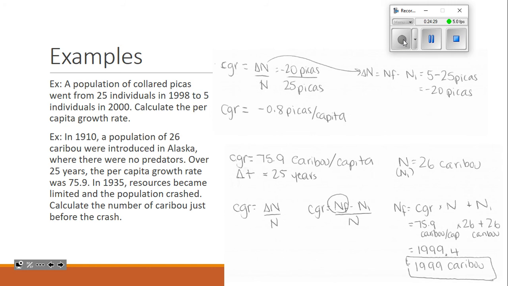Can't have 0.4. Well, you could, but it wouldn't be alive, I don't think. And you would probably be a hunter and eating it, and there'd be blood everywhere.